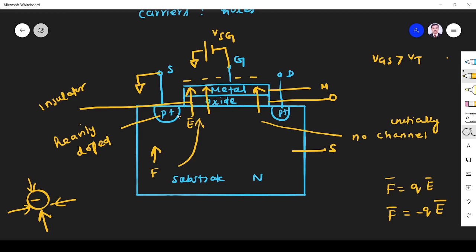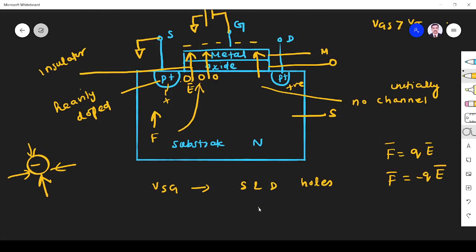Not here. Especially here it is minority only, but the p-type region has a lot of holes, or positive charge carriers, the majority carriers. So this force will push all the holes here, right? But still there is no path for the holes to travel. So when you give a small VSG, the holes will be pushed between source and the drain. There will be holes, but no current.